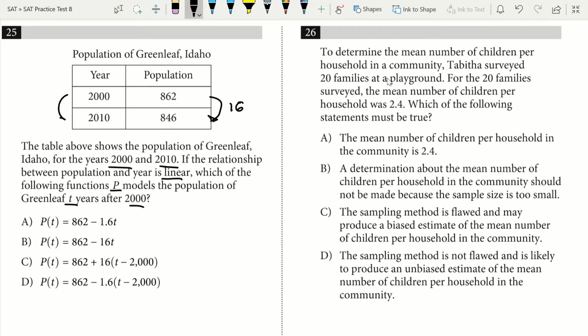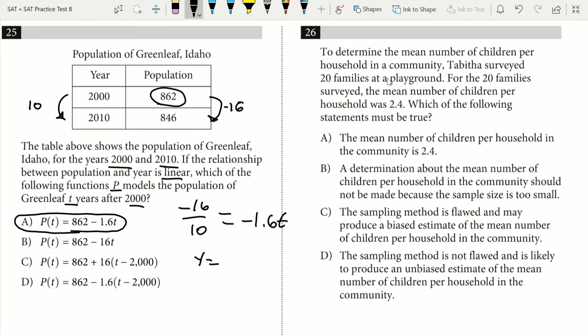And I see as I went down in population, my time increased by 10 years. So I went down negative 16 over 10 per year, which is equal to negative 1.6 T. I know I start in 2000 with 862 people, so my equation therefore will be P of T is equal to 862 minus 1.6 T. All right, so my answer is A.